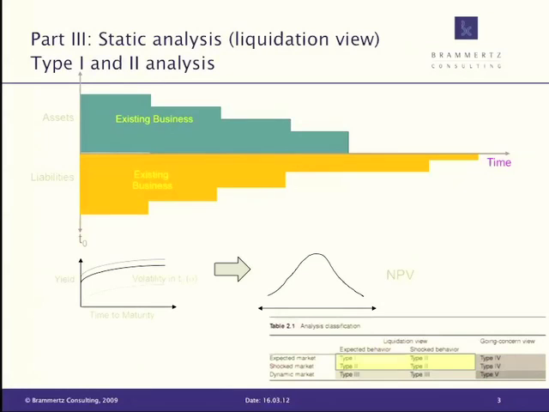Or if we are in our systematics about types of analysis, we do type 1 and type 2 analysis. These are the yellow marked things. So that's what we do. And when we go into dynamic analysis, it will be more type 3 and 4. These will be the main analysis which we do then in part 4.